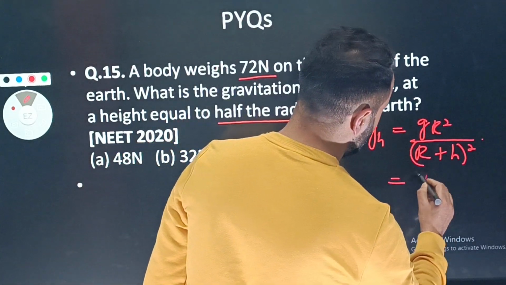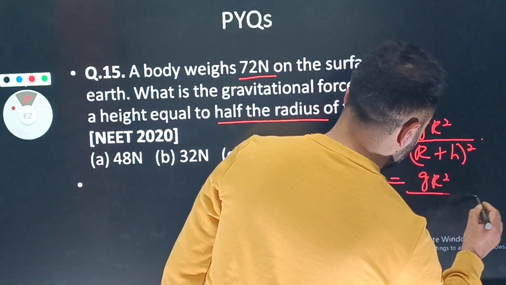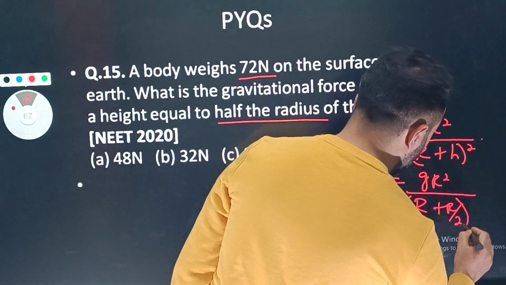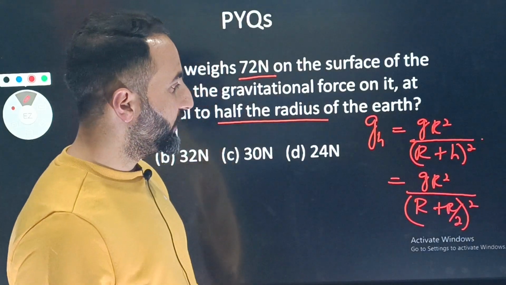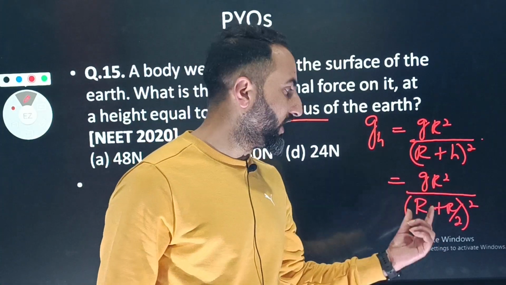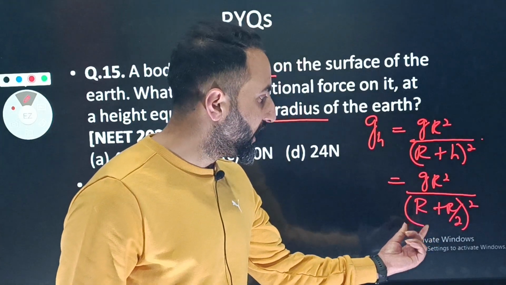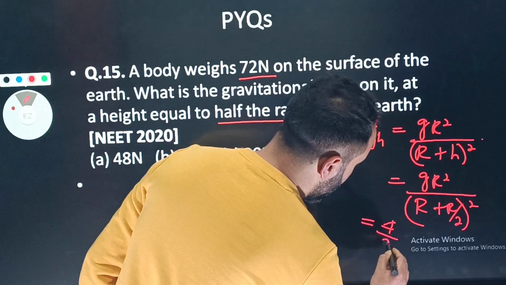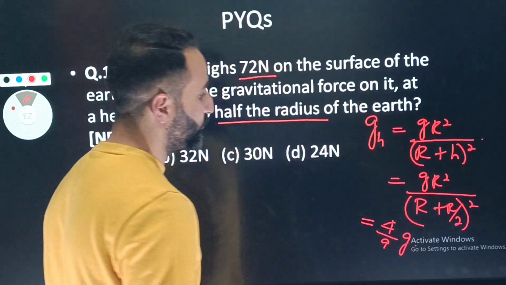So this will be here what? This will be gR square divided by, यहाँ आएगा बेटा ये R plus R divided by 2 whole square. R divided by 2 whole square. ठीक है ना बेटा? Now you see this will become 3R by 2. 3R by 2. R square is going to cancel with R square. 3R by 2 यहाँ पर आएगा बेटा 9 by 4. तो वो आएगा बेटा यहाँ पर 4 divided by 9. When you calculate it comes out to be something like this, 4 by 9 g.